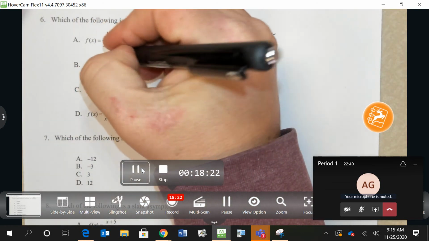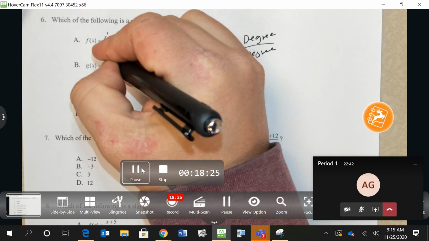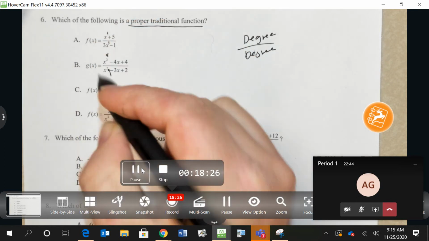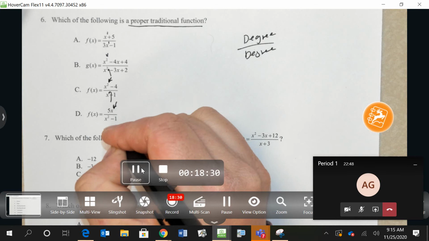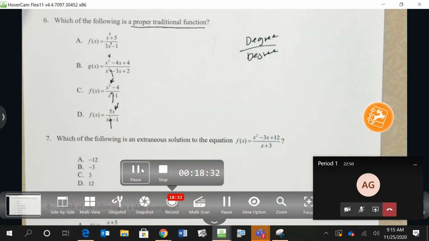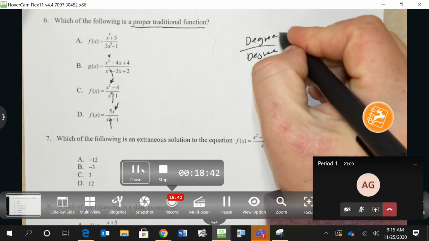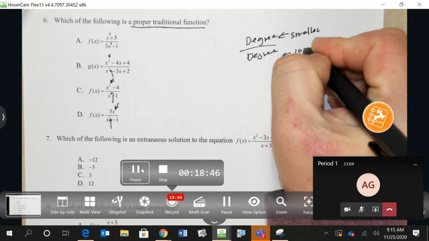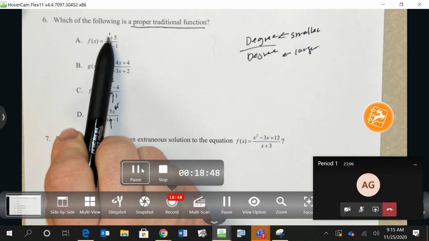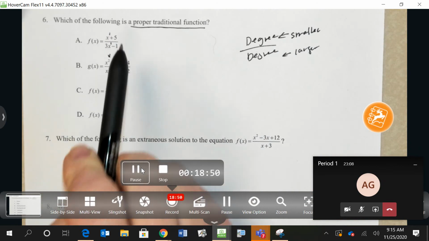So this has a degree 1 on top, 1 on the bottom. Degree 2 on top, 2 on the bottom. 2 on top, 1 on the bottom. 1 on top, 2 on the bottom. So I'm looking at the highest exponent on a variable on both bottom and top. Now if something is a proper rational function, the degree on top is smaller than the degree on the bottom. So 1 and 1, okay, that's not going to work.